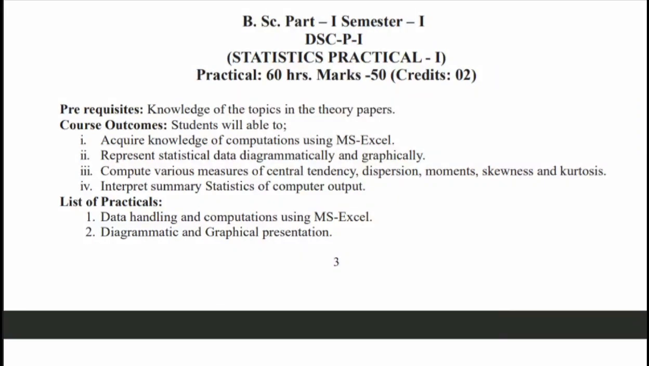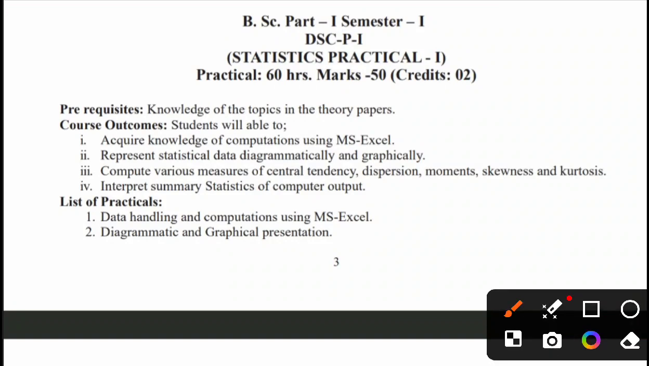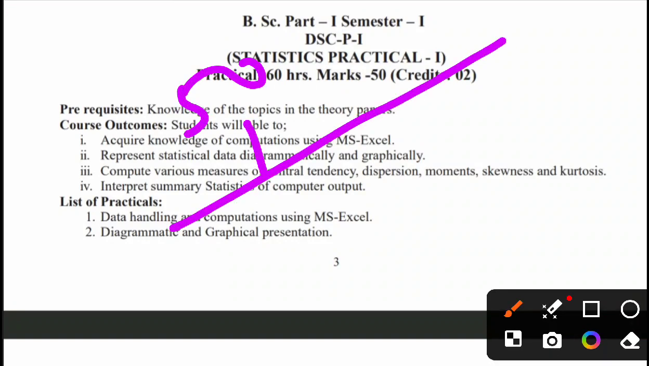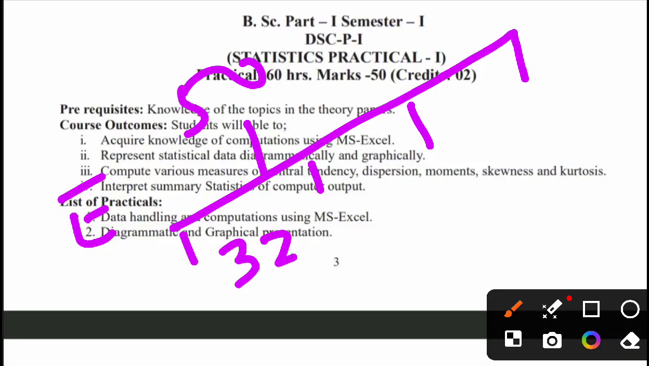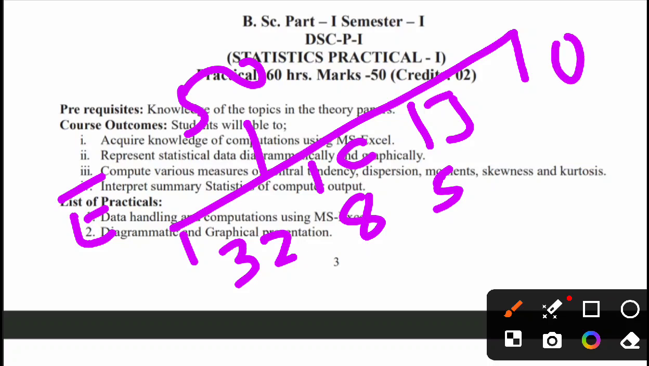So what is the division of these 50 marks? This 50 marks is divided into 4 components. One component is your practical examination, which is of 32 marks. Next comes the case study part. The case study is of 8 marks. So 32 plus 8 is 40. Then comes the journal. If you complete your journal, you will get 5 marks. And the fourth one is oral, which is of 5 marks.